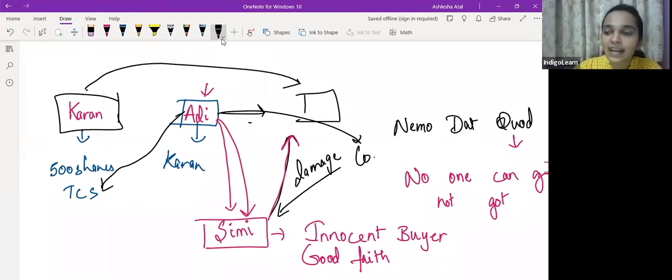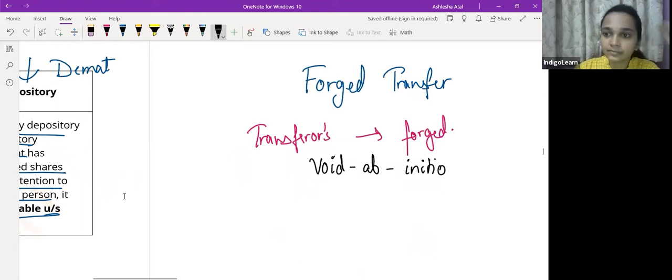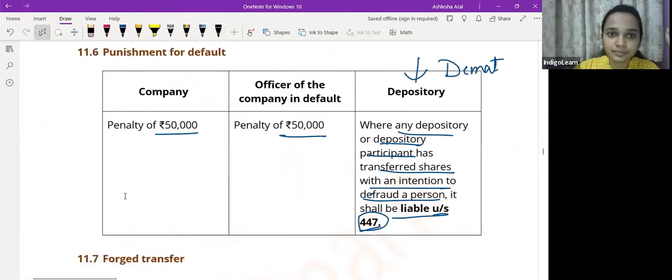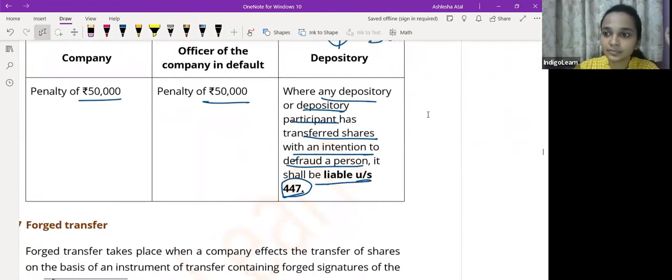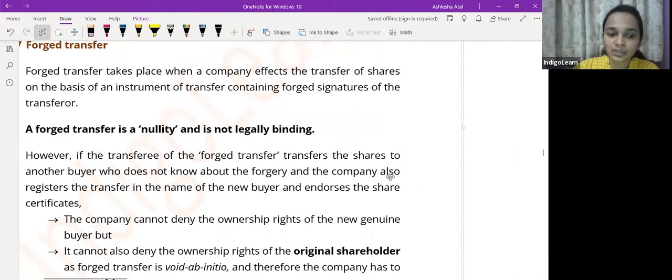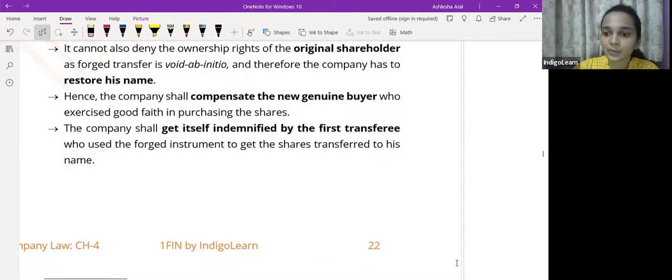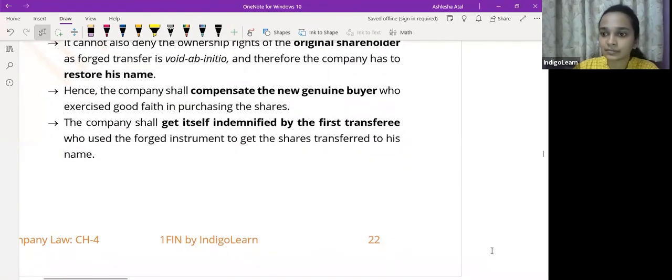So this is the entire story behind forged transfer, what happens in case of a forged transfer. Is that clear? No punishment, nothing like that. He'll have to pay the damages and other stuff to the company. He'll have to indemnify the company against whatever wrong acts he's done.